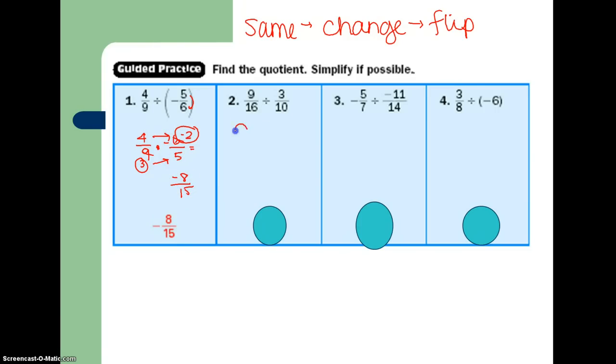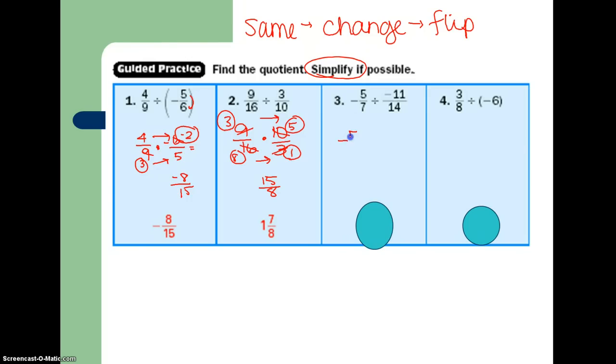Number 2, first one stays the same. Change to multiplication, flip to its reciprocal. Divide out common factors, both divide by 3. 16 and 10 both divide by 2. Multiply straight across. 15 over 8, which can be simplified to 1 7/8. Make sure you simplify. That's turning your improper fractions into mixed numbers.